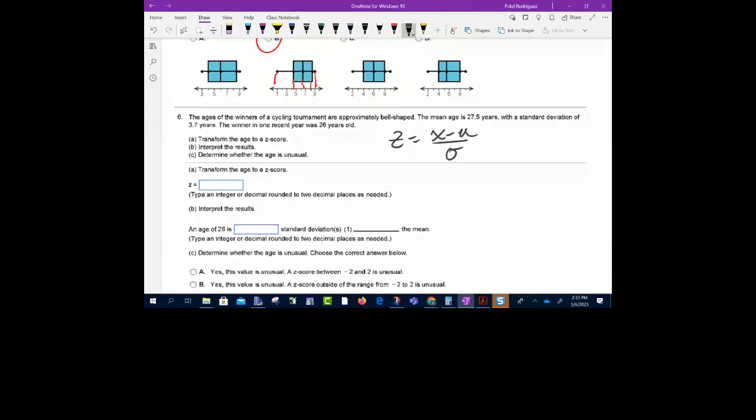Okay, so let's take a look, y'all. See what we got. Remember, this mean age right here, that's my mu. Standard deviation, that's my 3.7. That 26, that's my x. So this is what we're going to do. We're going to go 26 minus 27 and a half divided by 3.7.